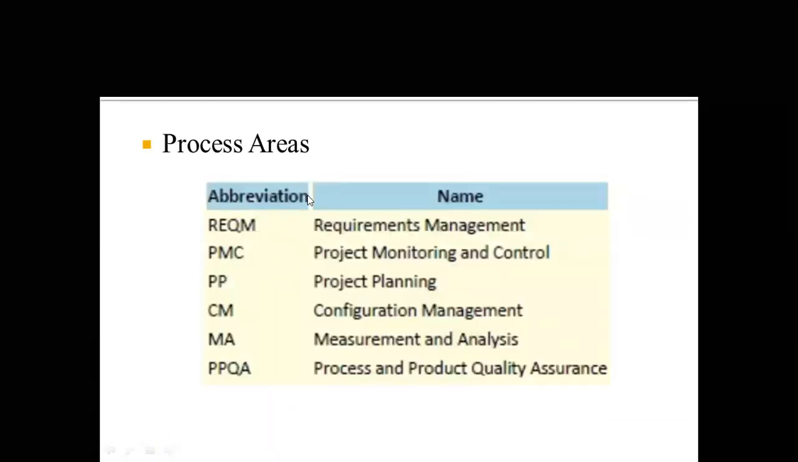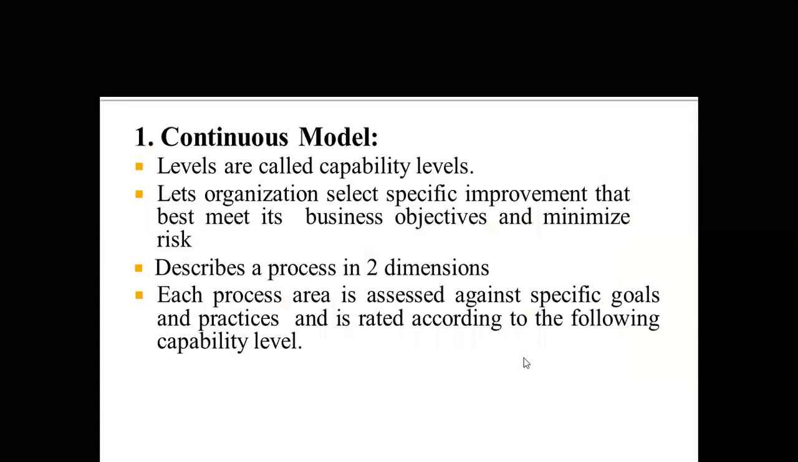Now, a few examples of process areas. I've given 2 examples. The others are REQM, requirement management; PMC, project monitoring and control; PP, project planning; CM, configuration management; MA, measurement and analysis; and PPQA, process and product quality assurance. Process area means you're going to focus on one particular thing. This one particular thing can achieve any level of capability levels.